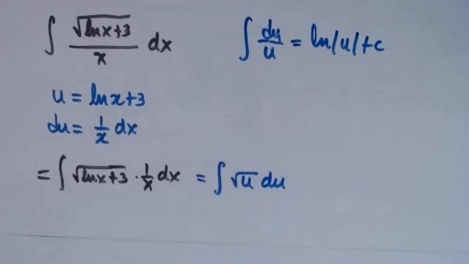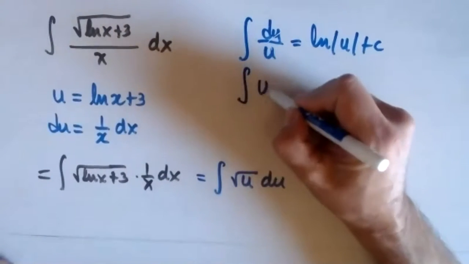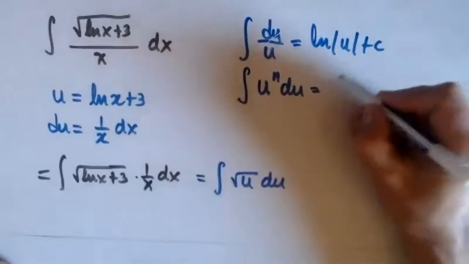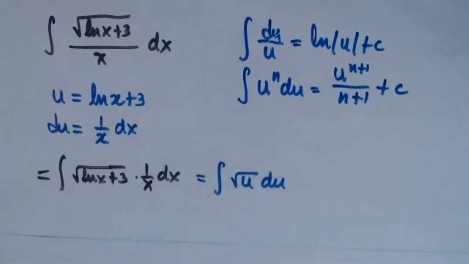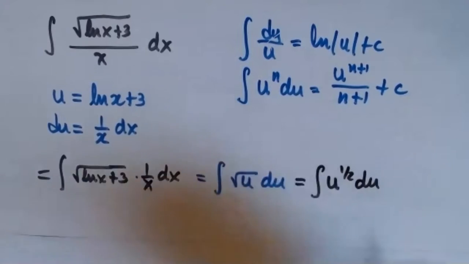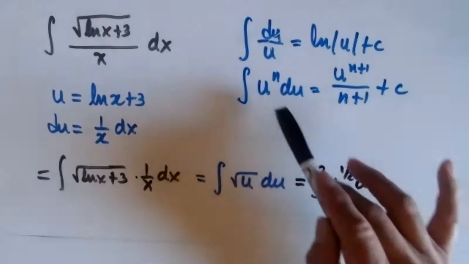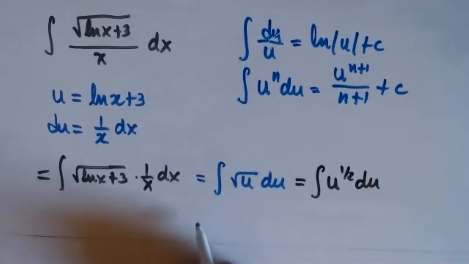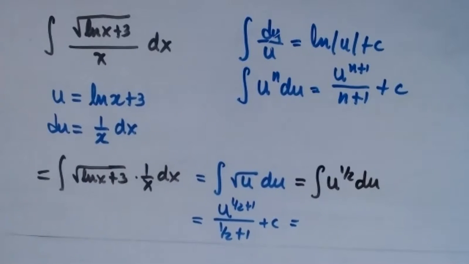Well, big deal. This is not the formula I have to use, you see? This is a square root. But I can remember this: the integral of u to the n du, the integral of the power, is u to the n plus 1 over n plus 1, plus C, right? If we remember that the square root is a power, this is the integral of u to the 1 half du. Now this is matching this formula. So my solution is u to the 1 half plus 1 over 1 half plus 1, plus C. And now I have to do algebra.